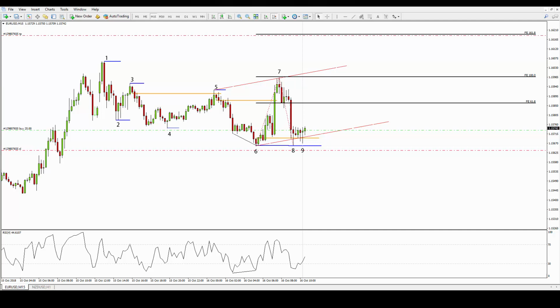Pay attention to the shape of the candle 8. It has a relatively large lower tail, which means that sellers tried to force the market down, but the buyers around that area made the market close in the upper half of that candlestick. This means one thing and one thing only. The buyers that created the market vector 6 to 7 are still present and they are still strong.